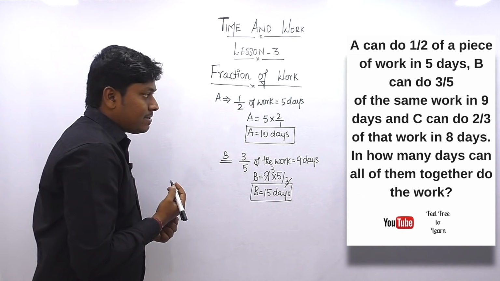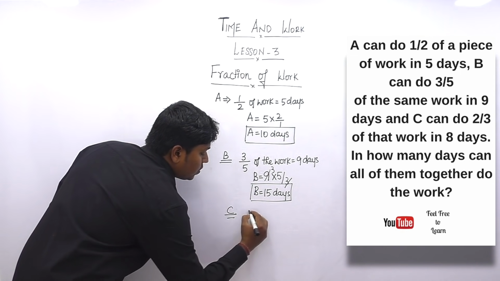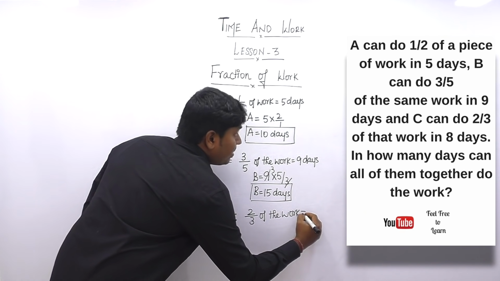And the last person is C. So C can do 2 by 3 of the work in 8 days. So C can do 2 by 3 of the work in how many days? 8 days, right?